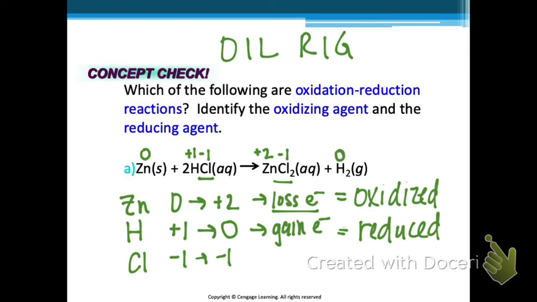All right, what's the oxidizing agent and reducing agent? The oxidizing agent was H. And the reducing agent is zinc. It's just the opposite. I'm not really concerned about the agents, but it's the opposite of what was oxidized and reduced.